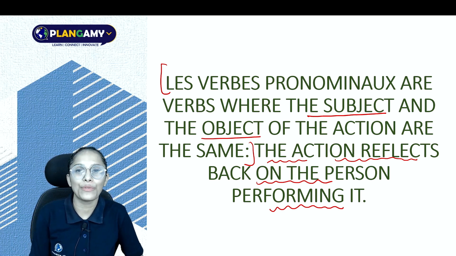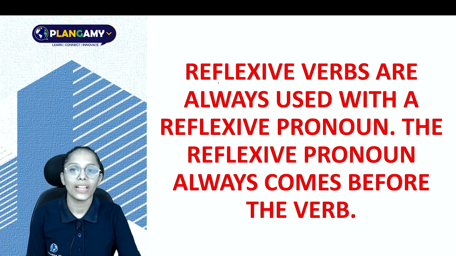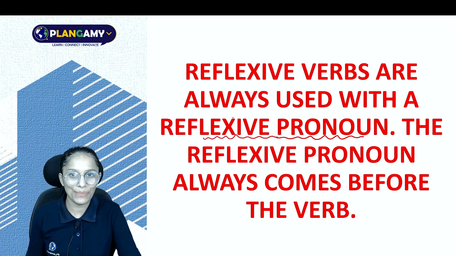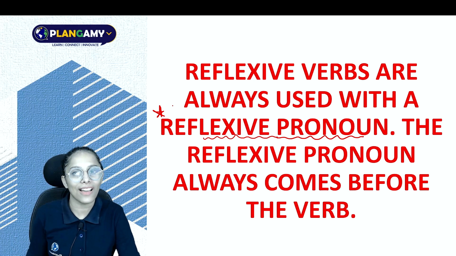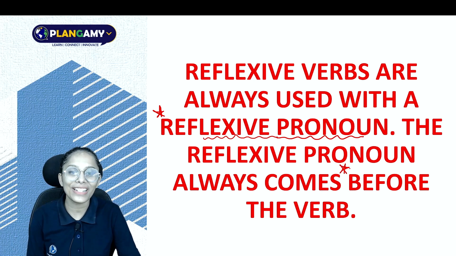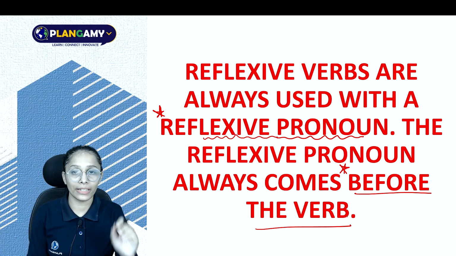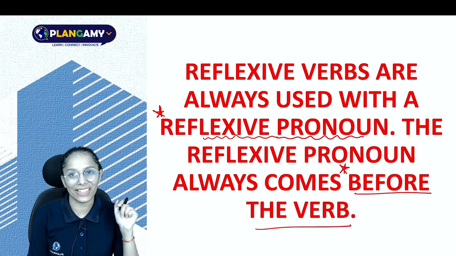Now, let's move further. Here, it says reflexive verbs are always used with a reflexive pronoun. It is very, very important, so let us put a little star here. Don't worry, we will also learn about reflexive pronouns. Now, the reflexive pronoun always comes before the verb. Again, I am putting a little star because before the verb is very important. It is telling us where to put our reflexive pronoun in a sentence.